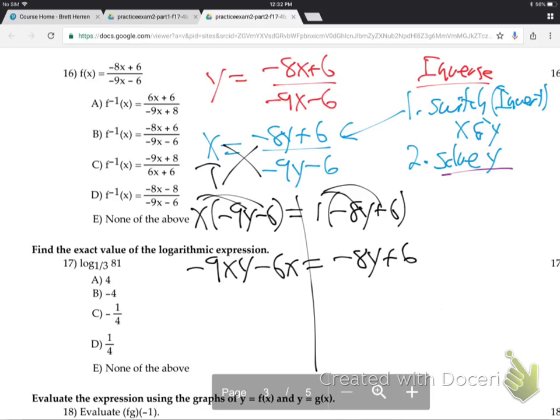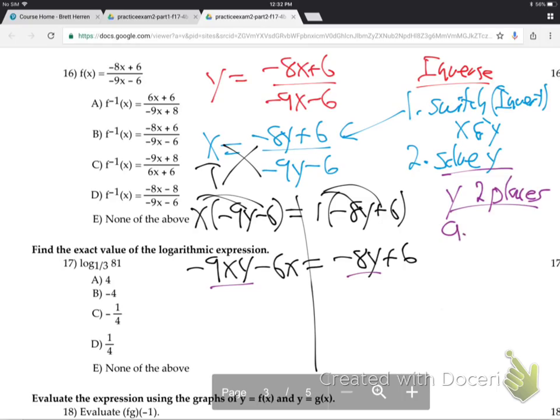Yeah, solving for y. So y is here and y is there. You want to get them on the same side. That's right. So what do you do when you have y in 2 places?